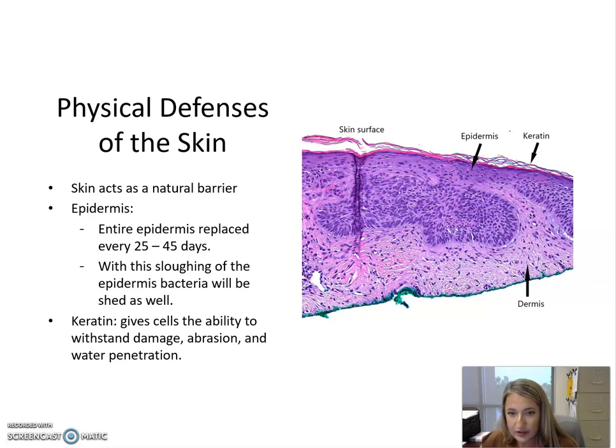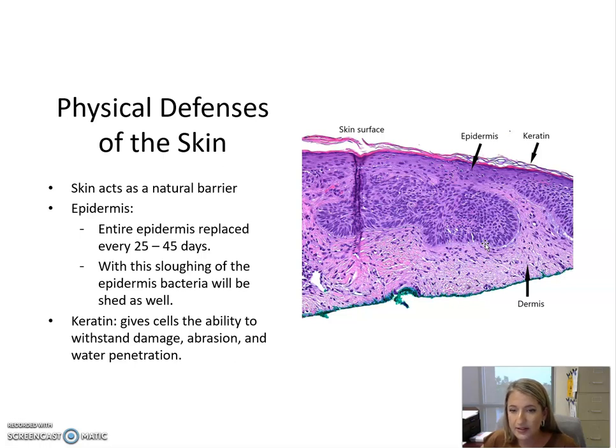So one of the first things we'll talk about are the different defenses that our skin has that protect us against infection. We went over some of these in our host defense lessons, but just as a review, the skin is a natural barrier to microbial infection, and that is assuming that the skin is intact. As long as our skin is intact, it is resistant to most microbial infections.